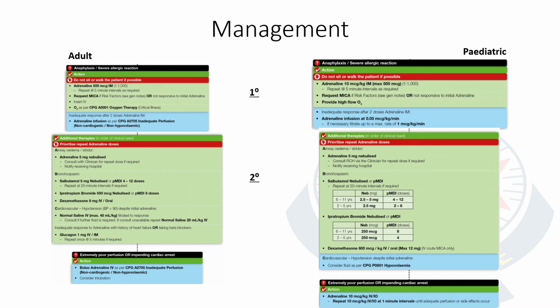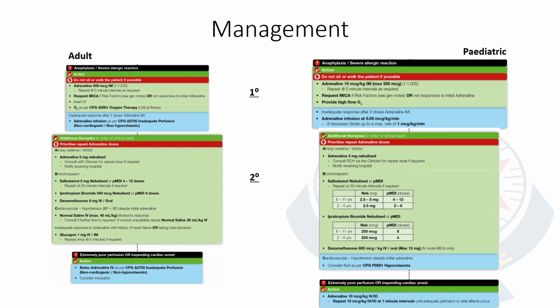Looking at AV's guideline for managing the anaphylactic patient, we can see it can be broken into primary and secondary care. We can see for both adult patients and pediatric patients, intramuscular adrenaline, early escalation care, and oxygen therapy is primary management. MICA paramedics should consider the need for adrenaline infusion if 2 doses of intramuscular adrenaline have been inadequate.